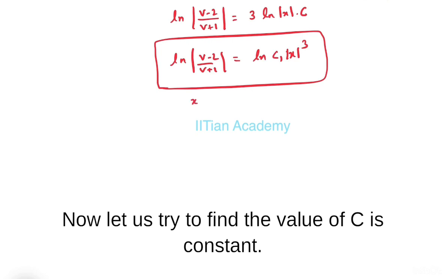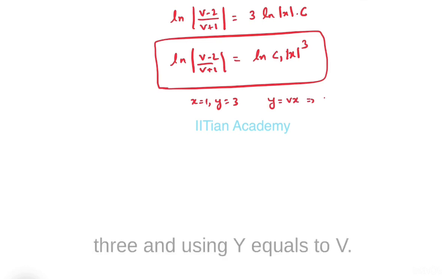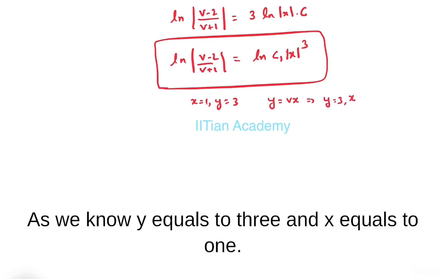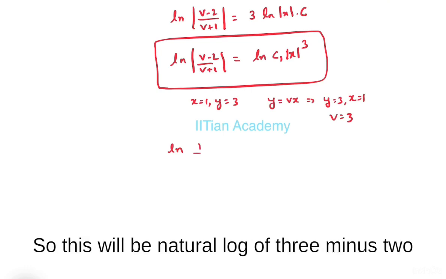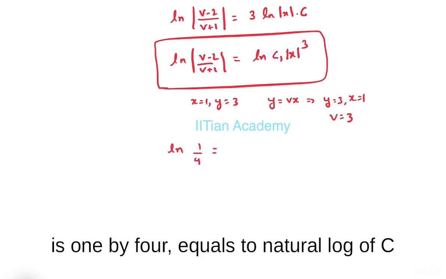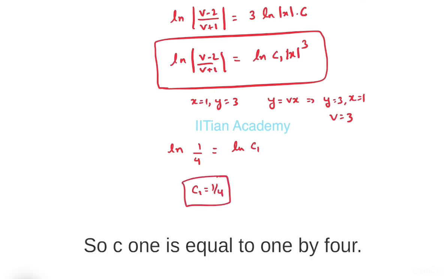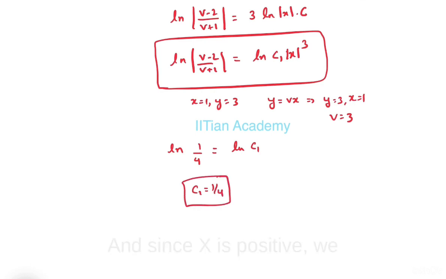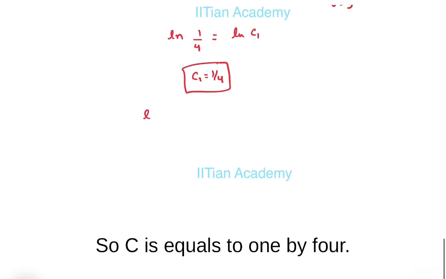Now let us try to find the value of this constant c. We know at x equals 1, y is equal to 3, and using y equals v x, at x equals 1, v is equal to 3. So putting v equals 3, this will be natural log of 3 minus 2 is 1 by 4 equals natural log of c1 at the value of x is 1, so c1 is equal to 1 by 4, and since x is positive we are using only the positive values, so c is equal to 1 by 4.